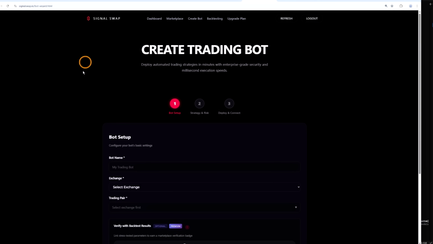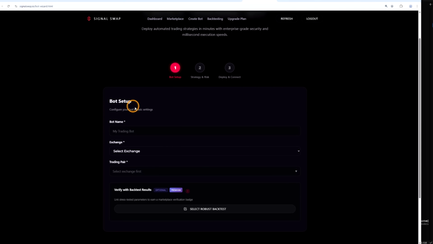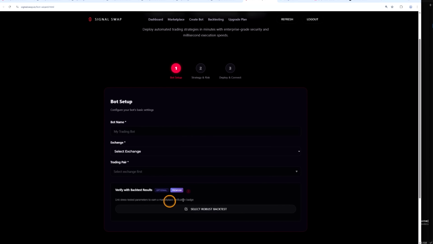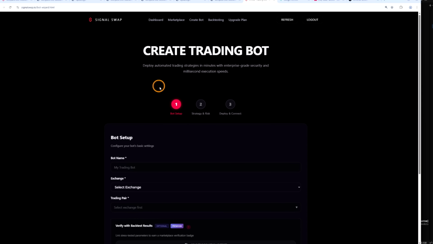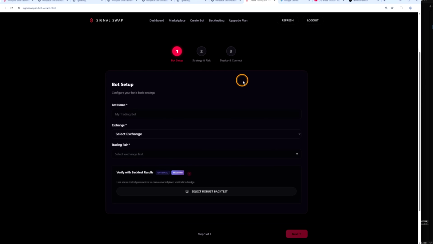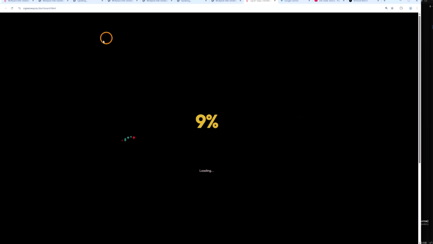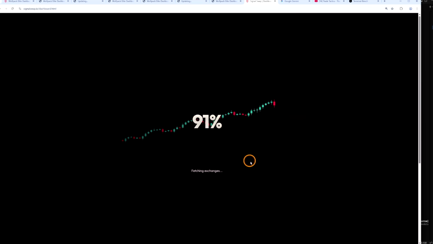It's also really easy to just link your TradingView signals as well. It's just a simple two-step system here that we have. You just select the exchange and then configure how much money you want to put into the signal when it does trade. Really easy to create it and then manage it through your centralized dashboard on SignalSwap.